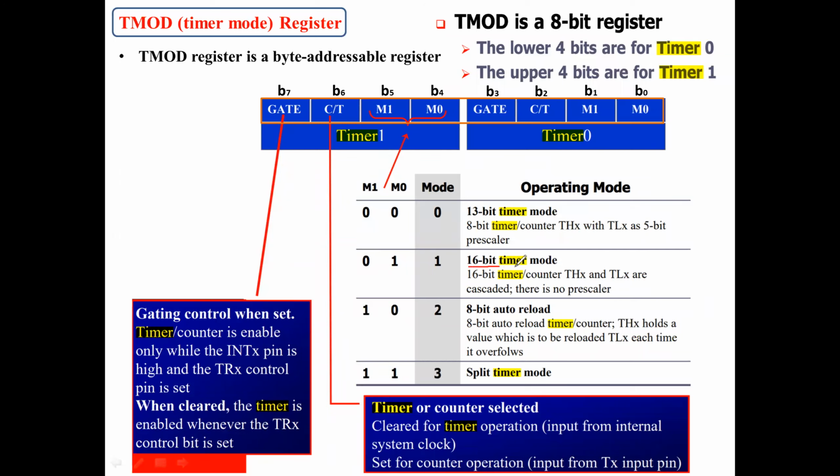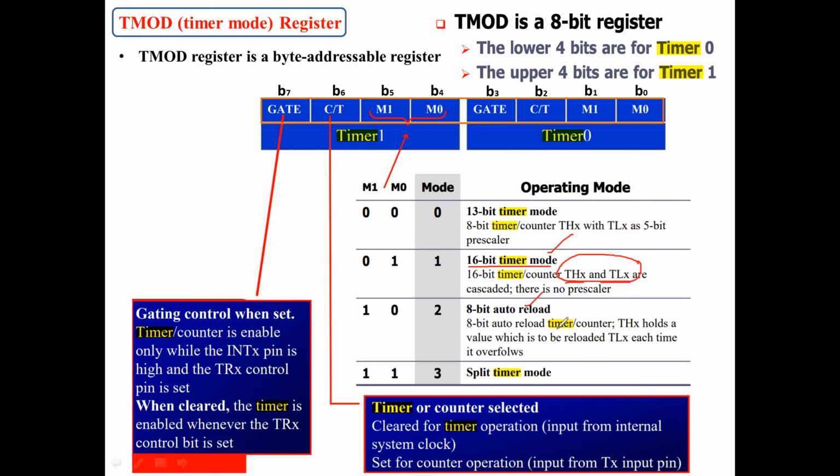The next is 16-bit timer mode. That is the timer 0 and timer 1 registers, which we have segregated like this, right? So the entire 16-bit will be used, for timer 0 or timer 1. The complete 16-bit register will be utilized for delay generation.